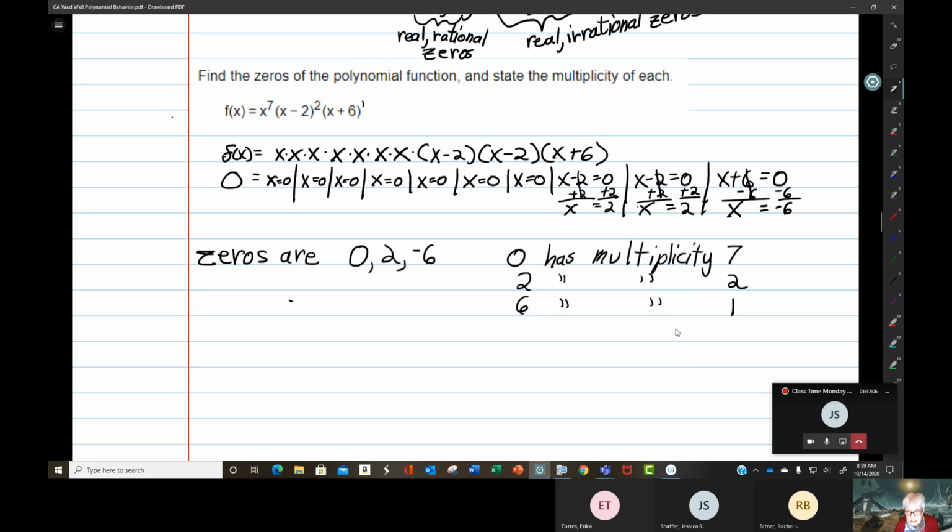Now notice that this 0, x equals 0, has multiplicity 7. x equals 2 has multiplicity 2, and x equals negative 6 has multiplicity 1. You can clearly do these a quicker way, and I leave that up to your creativity. But if you move too fast, you'll mess it up. So reason through it and do it when you see a homework problem like this. Work it through the long way first, until you get the idea.